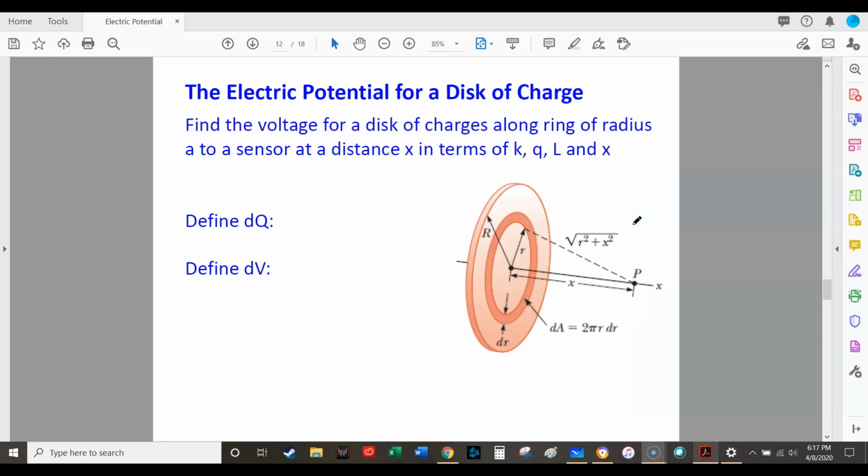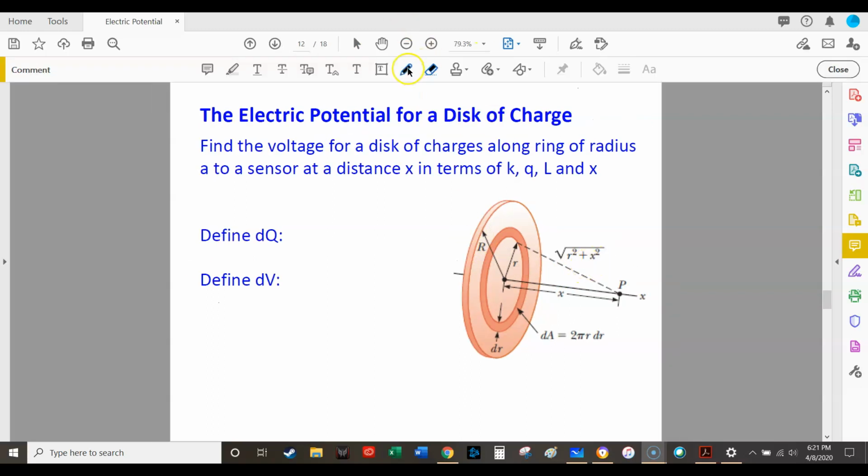So here we have a disk of charge. And so we're going to use the same method that we just did before, except now we're going to approach it for a disk of charge. So let's have you guys go ahead and try this, okay? So try using the method that we just did before. Go ahead and pause the video and try this out, okay?